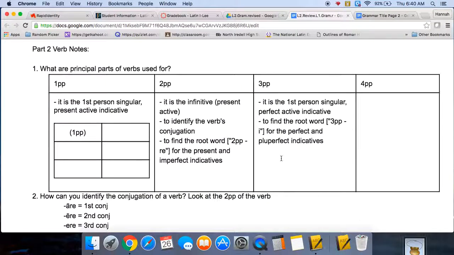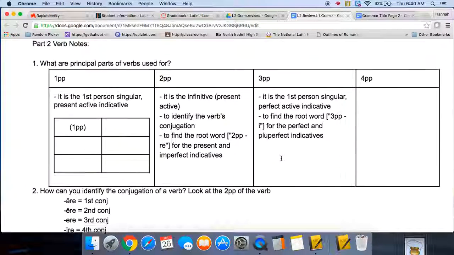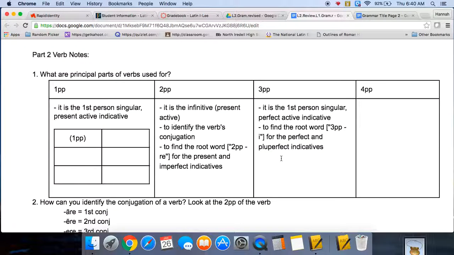Part 2 deals with the verbs. I started off with principal parts because principal parts are crucial for the understanding of Latin. You've already answered some questions about principal parts on one of the exercises that you did probably on the very first day of class. Remember that in a dictionary, there could be 4 different spellings of a verb. The first spelling is called the 1pp. The second spelling is the 2pp. The third spelling is the 3pp. And the fourth spelling is the 4pp.